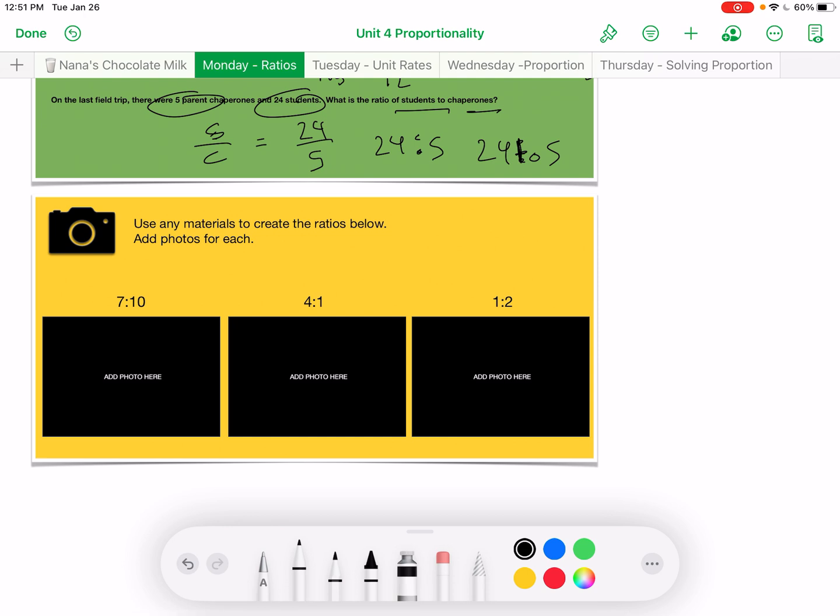Use any materials to create the ratios below and add a photo. So here you have 7 to 10, 4 to 1, and 1 to 2. You can use gumdrops, you can use people, you can use cookies. Think about whatever you like. You could do losses to wins. It could be part to part, or it could be part to whole. Have fun with it. Be creative.